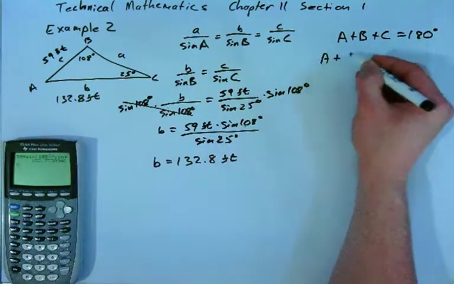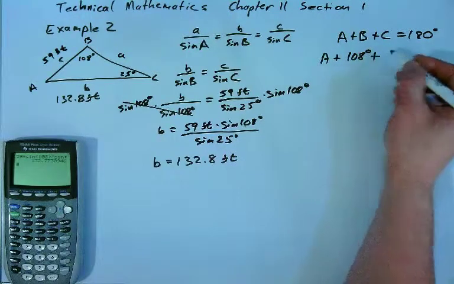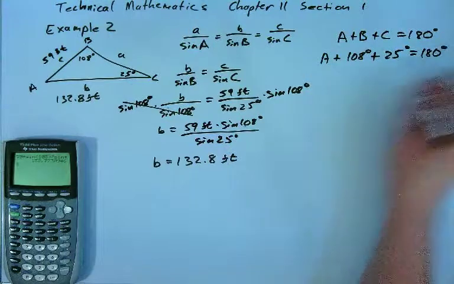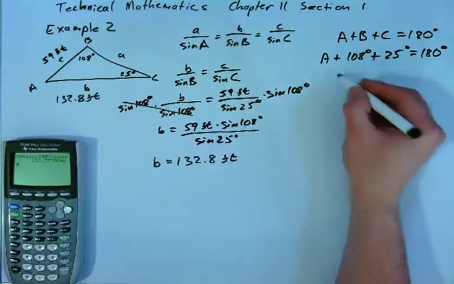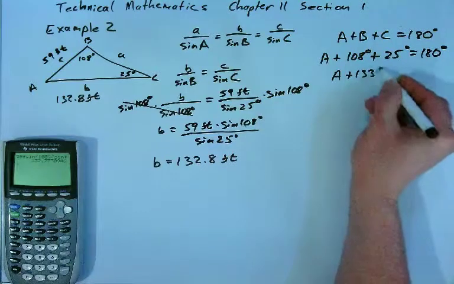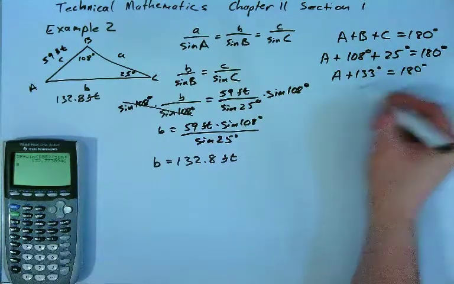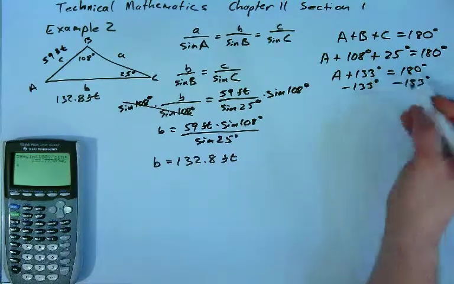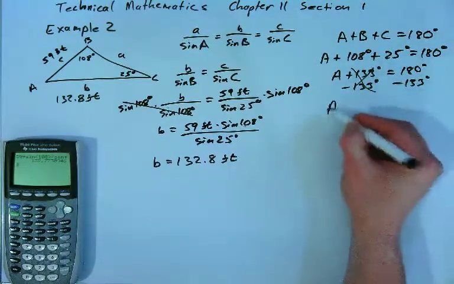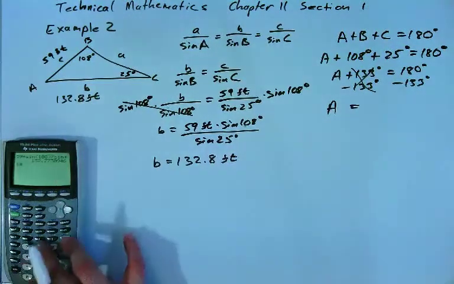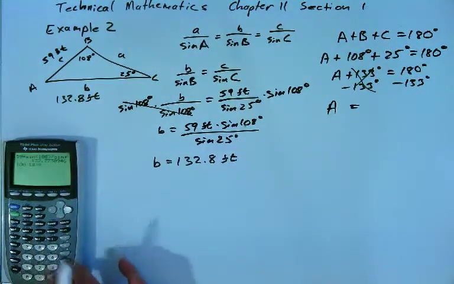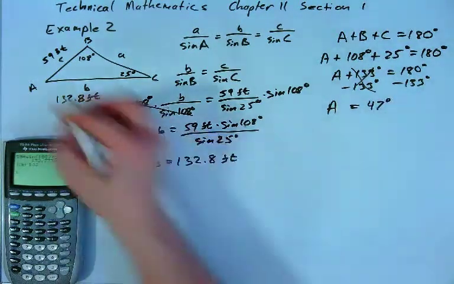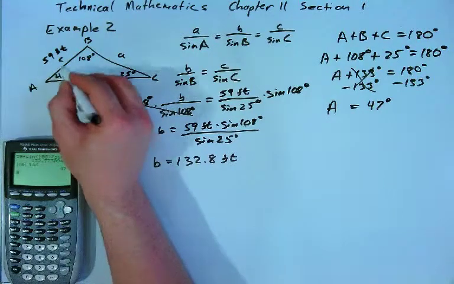We're looking for angle A. Angle B is 108 degrees. Angle C is 25. So we'll add and we get 133. Subtract 133 from both sides. These cancel, and we get A is equal to, so 180 minus 133 is 47 degrees. So angle A must be 47 degrees.